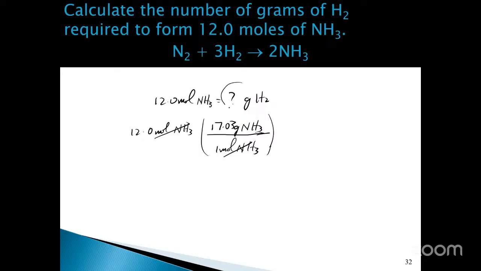But remember now, the question is asking for the grams of hydrogen. So that means you need to multiply by another conversion factor. Again, I ask the same question as before. What would be in this conversion factor? What would go up top as the numerator and what would go below as the denominator?